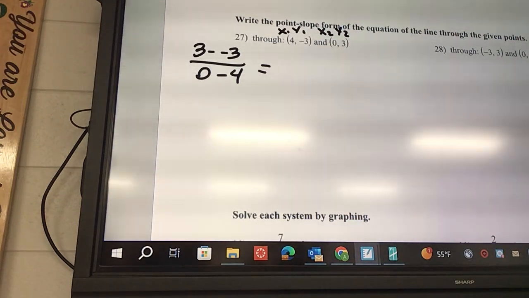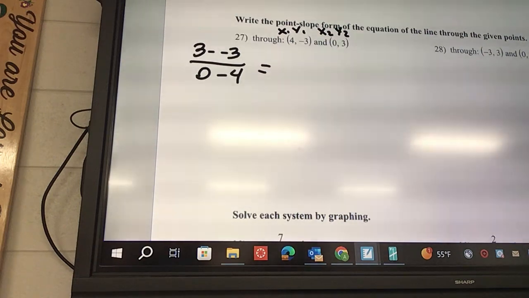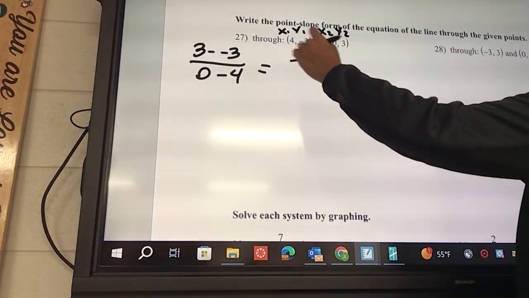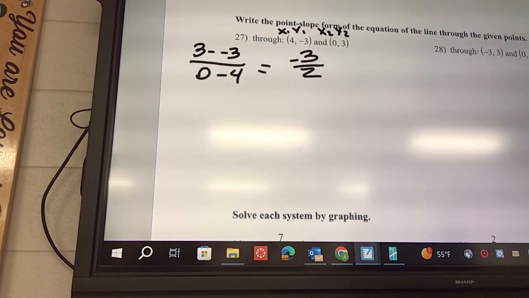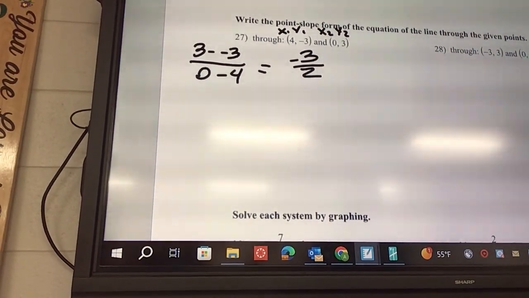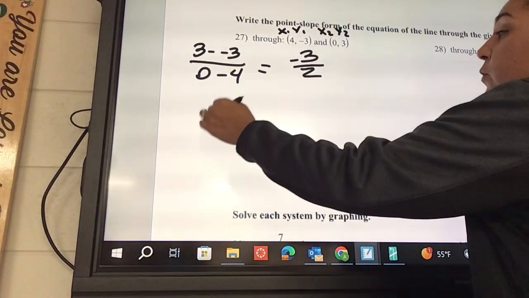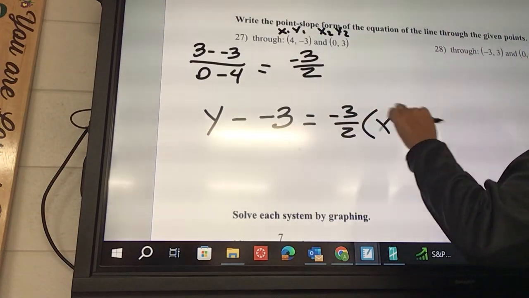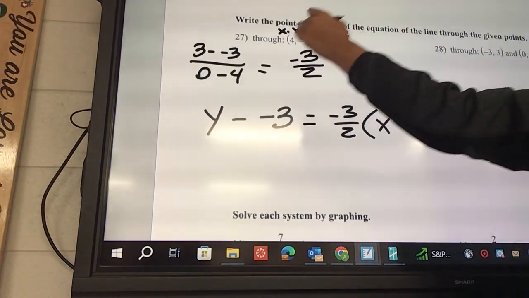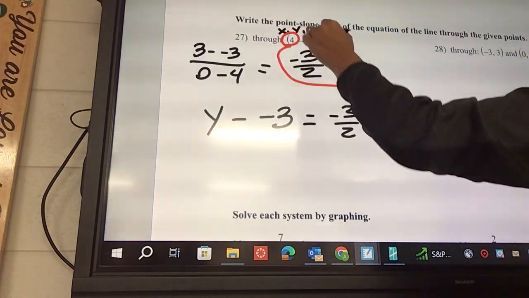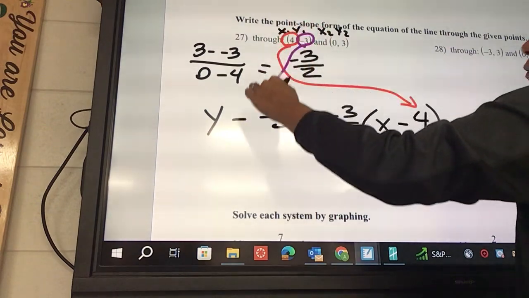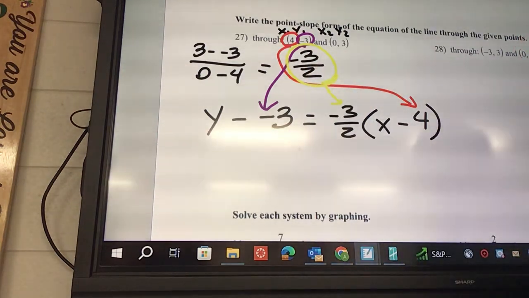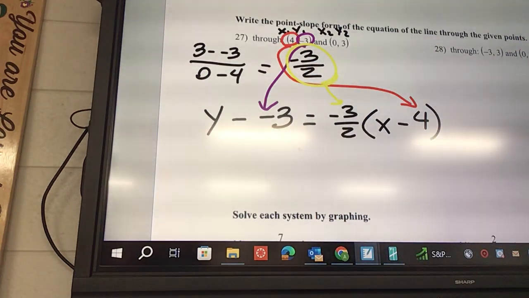We're almost done, we got 4 left, hang in there. Power through. Negative 3 over 2. Does somebody agree? What did we find? That's our slope. So now we're ready to put it in point slope, which is y minus my y1, negative 3, equals my 3 over 2, x minus my x1, which is 4. Just in case you're lost, this one went here, this one went here, and my slope dropped down to here. That's where we got it all from. So we had to find that slope before we could do anything else.